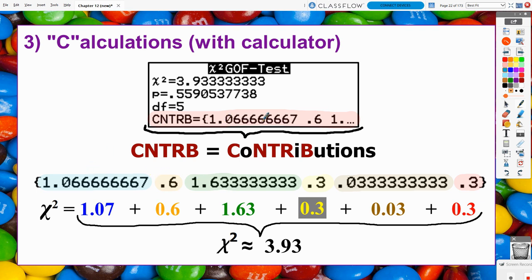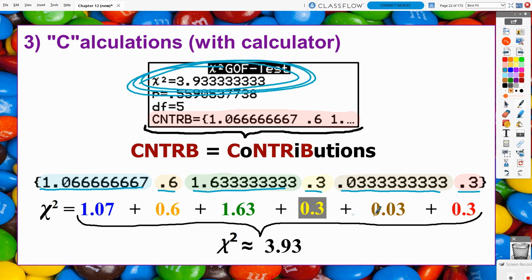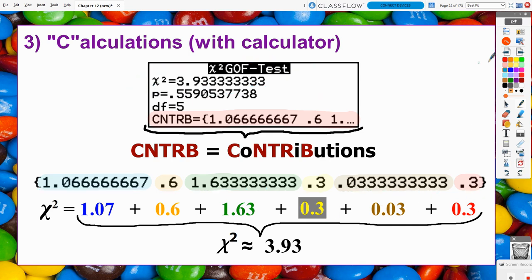So if you keep scrolling through this list here, you're going to see the blue chi-square value, the orange chi-square value, the green chi-square value, the yellow chi-square value, the brown chi-square value, and the red chi-square value. And it doesn't round them nicely like we did earlier, but it's those same numbers that I showed you earlier. And if we add up all of these individual contributions, we get that overall chi-square test statistic.